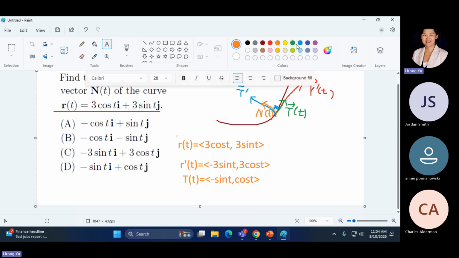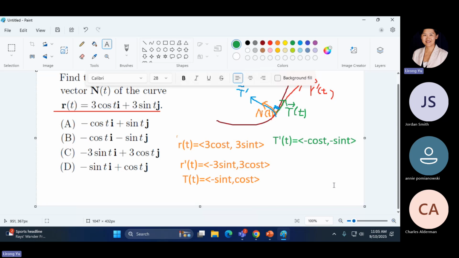Now it's time to find the normal vector. The tangent vector right now is a vector that has only a length equal to 1, so that's a unit vector. If you find the derivative, it will be perpendicular to the tangent. So T prime of t would be perpendicular, so it's negative cosine t. Derivative of cosine is negative sine t. Okay, that's what we have. So we have the derivative of the tangent vector.